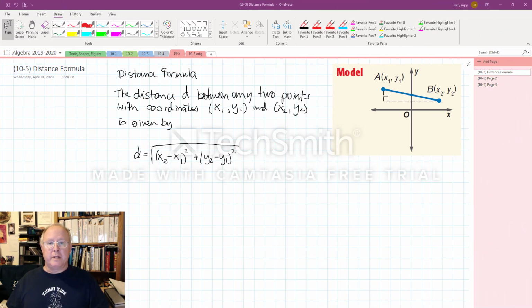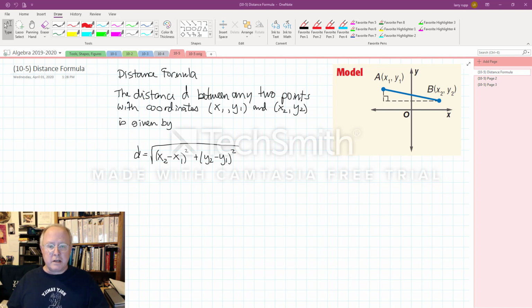10-5, the distance formula. The distance formula is based on the Pythagorean Theorem. If you look to the model on the right hand side of your screen here, you'll see that the distance here is actually the hypotenuse of a right triangle. And that's what we're going to use to establish our distance formula.